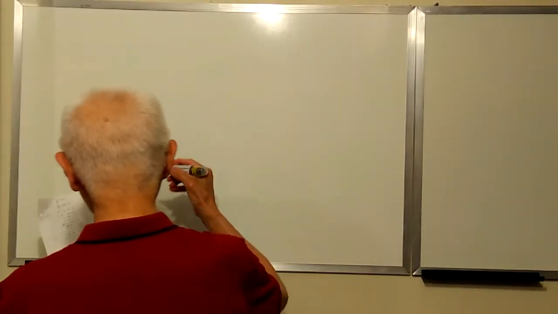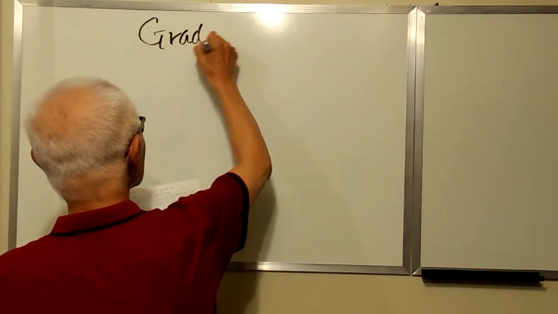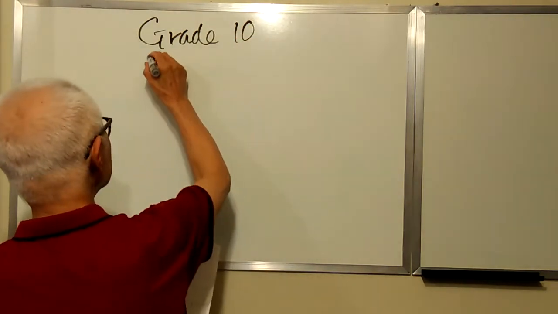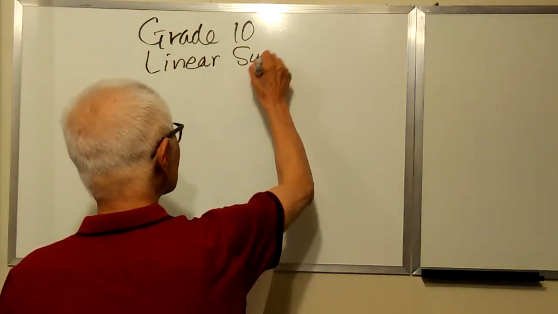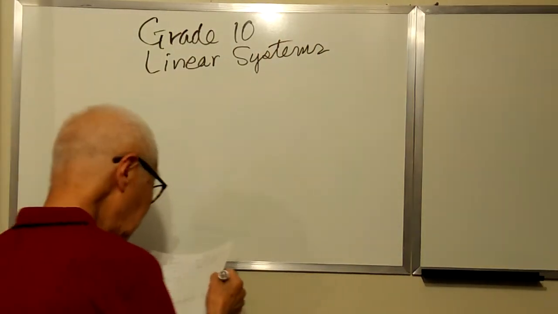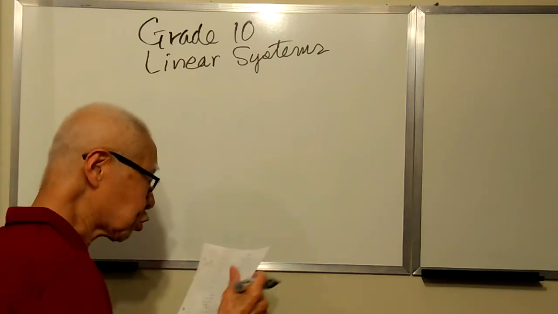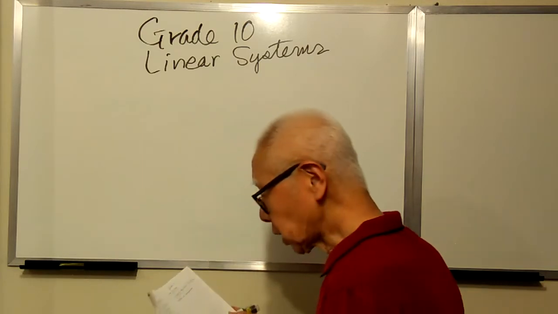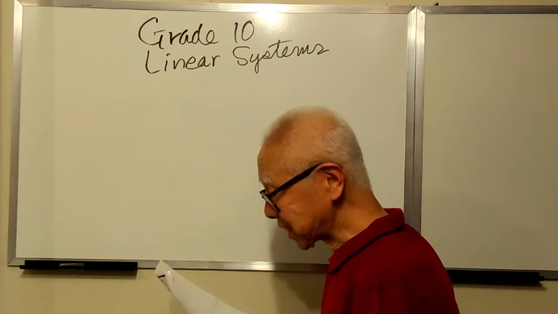Okay, this is a grade 10 lecture on linear systems. This section essentially is to solve two equations and two unknowns. What I'm going to do is to give you a couple of examples.